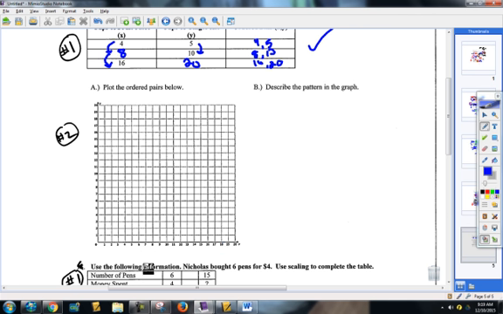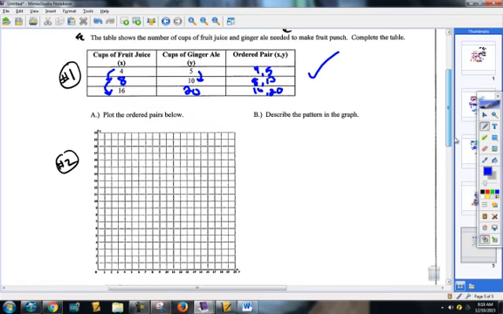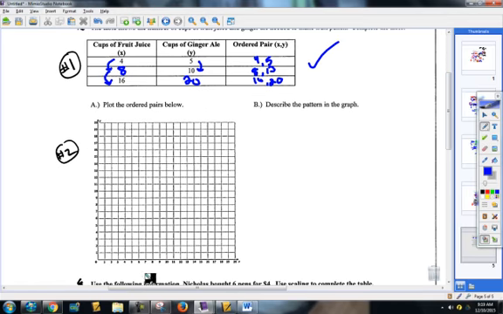Now you should always label your graph. So you need to do that now. If you didn't label it, it's wrong. Okay. So these are our x's. So we know that the x-axis is this one. Okay. So then this is going to be fruit juice. Over here is going to be ginger ale. Okay. Now we just got to plot them.